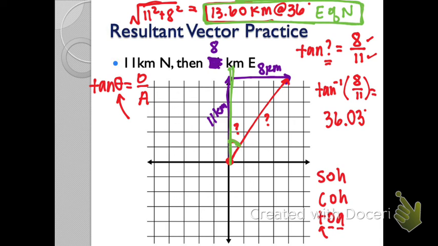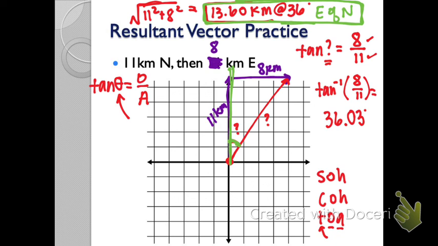So that right there would be my final answer: 13.6 kilometers at 36 degrees east of north. So there's a lot that goes into that final answer, right? For us to be able to figure out where we are from where we started, it takes a lot of that work. Okay? Tell me what questions do we have about that part?